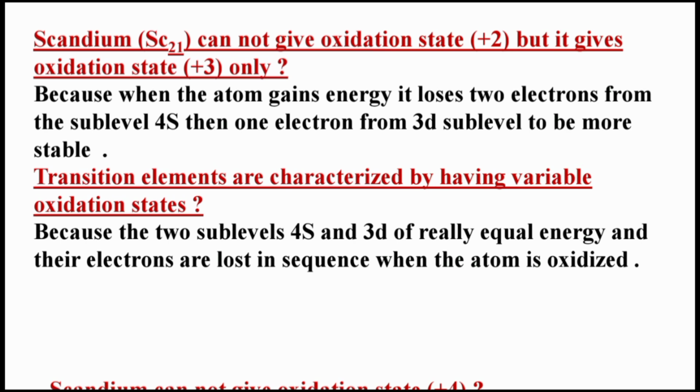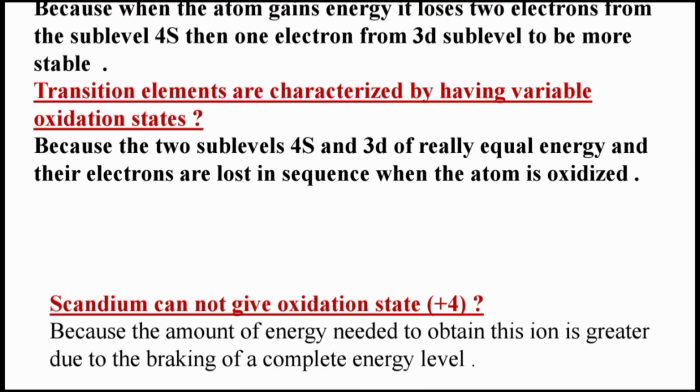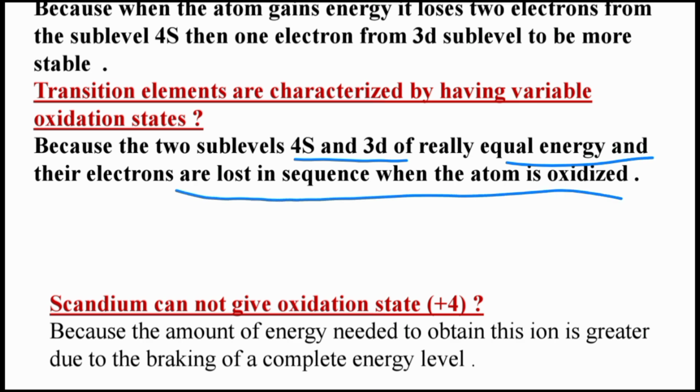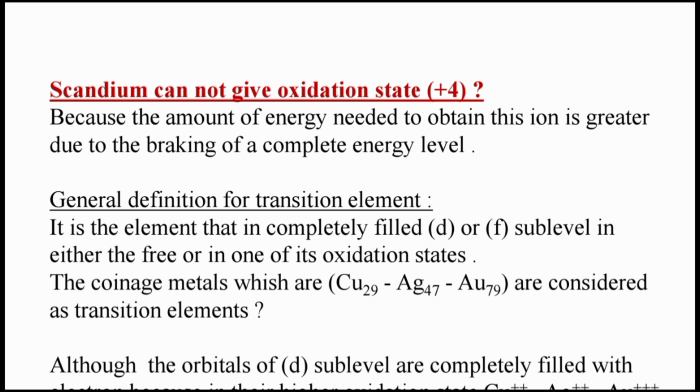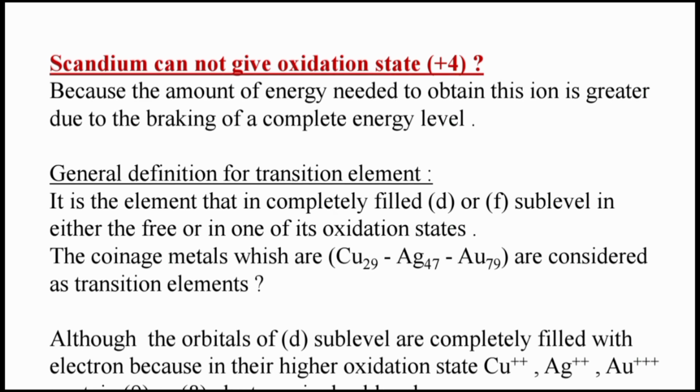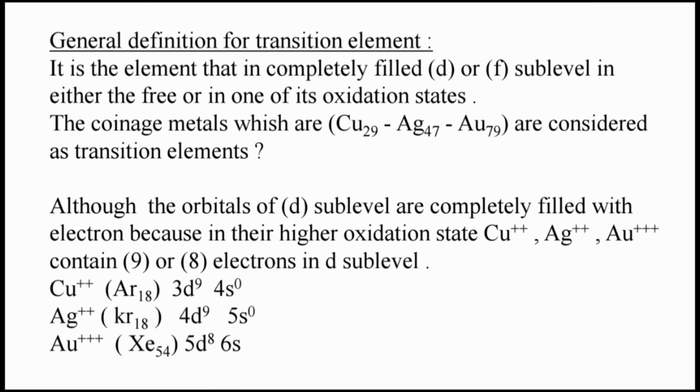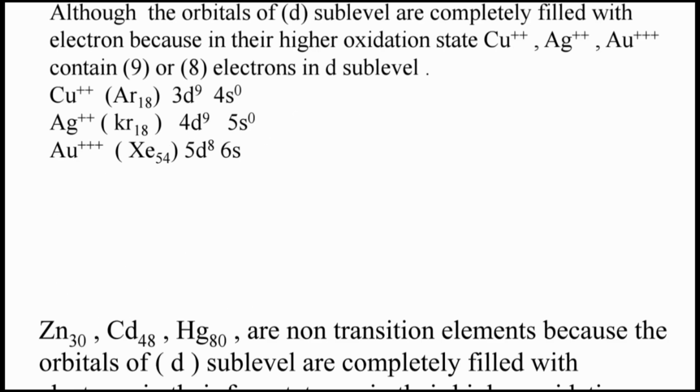Transition elements are characterized by having variable oxidation states, because the two sublevels 4s and 3d are of nearly equal energy, and the electrons are lost in sequence when the atom is oxidized. You cannot get oxidation state +4, because the amount of energy needed to obtain this ion is greater due to breaking of a complete energy level. You can see its electronic configuration.